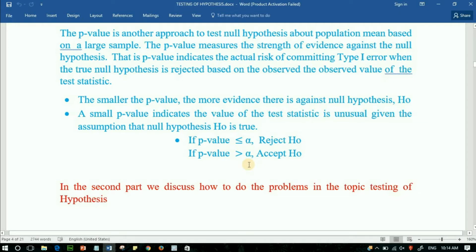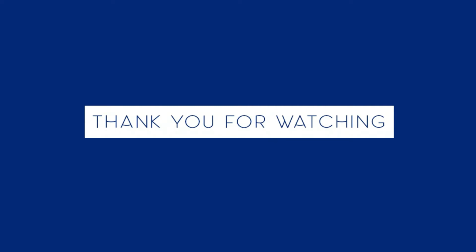In the second part, we discuss how to do the problems in the topic testing of hypothesis.